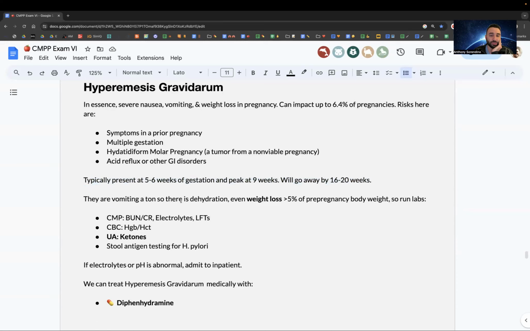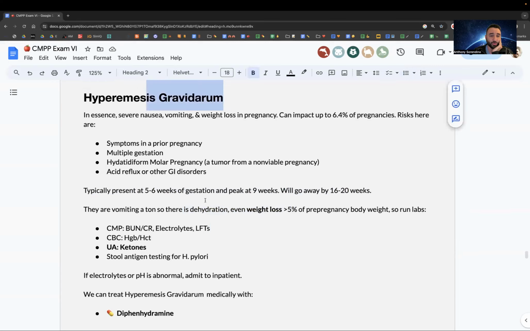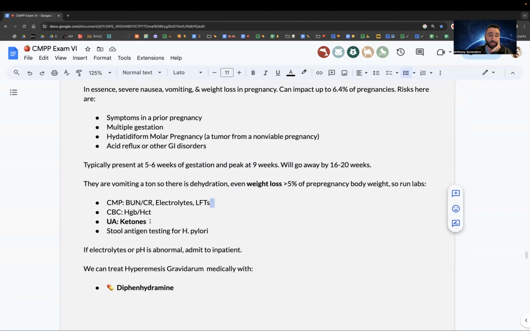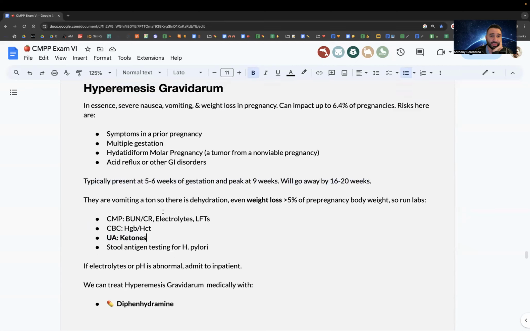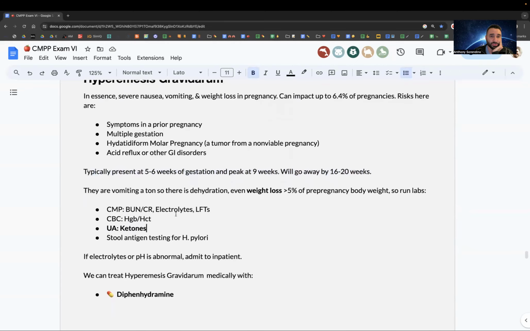You could see dehydration because of all the vomiting, even weight loss. So if you're going to see greater than 5% of the pre-pregnancy body weight, then this is going to point you towards this diagnosis. A big one here that I feel like is going to be on the test is look for ketones on a UA. So if you see that on a vignette, think hyperemesis gravidarum.